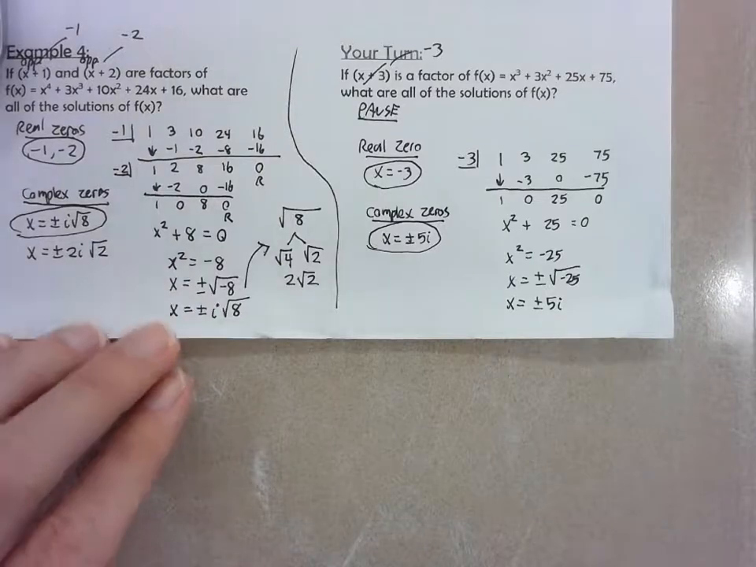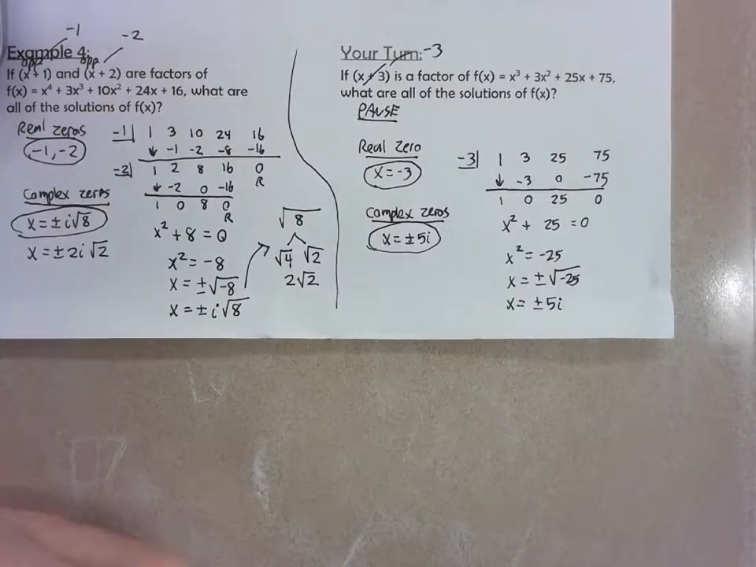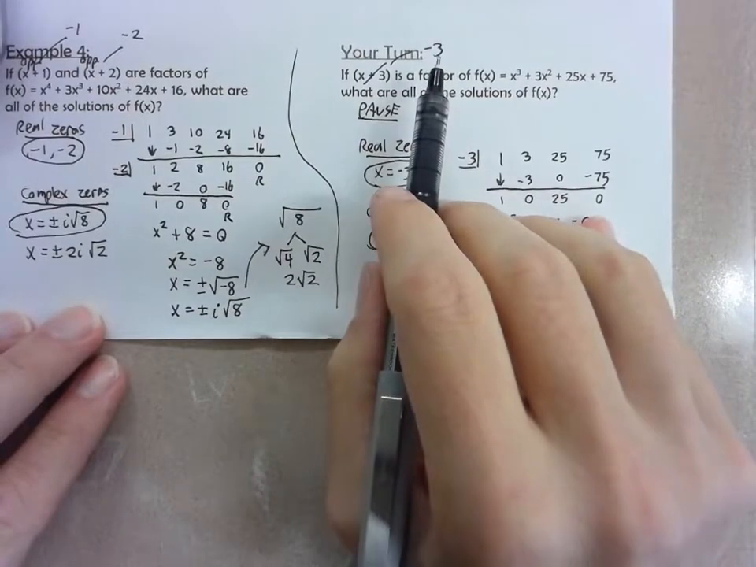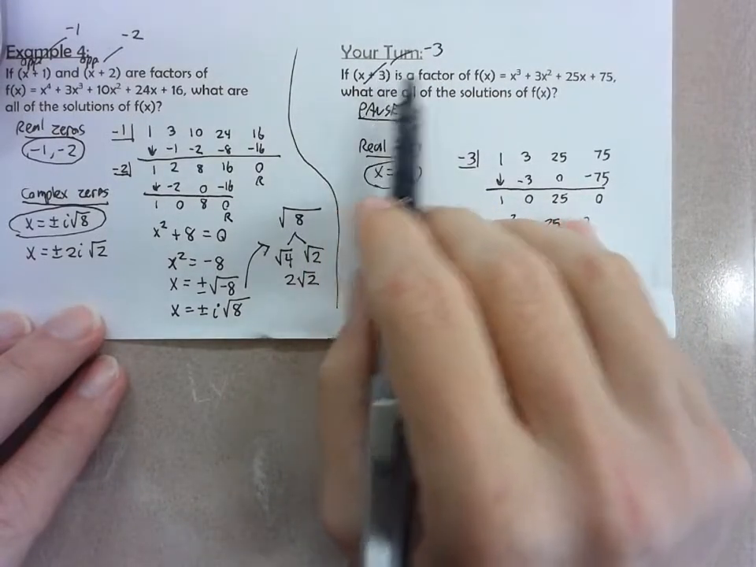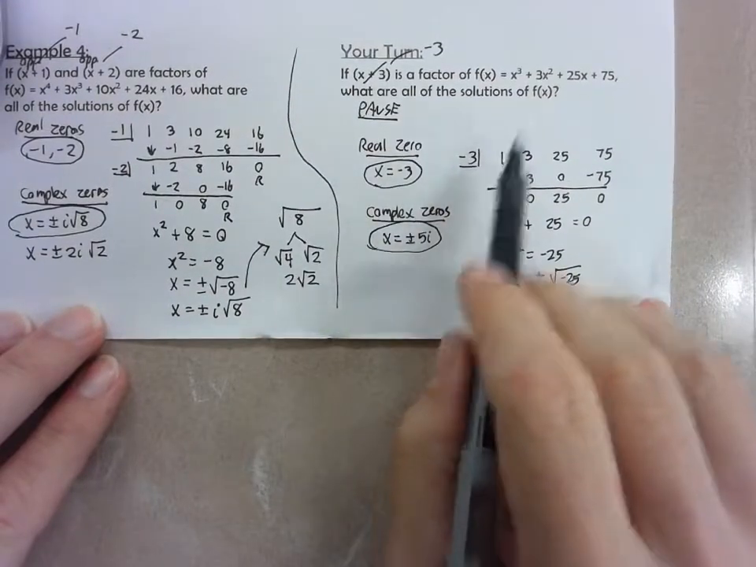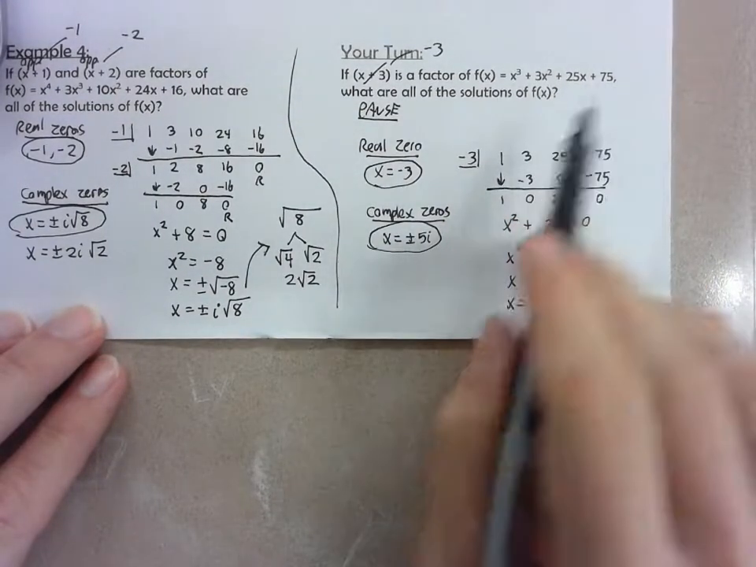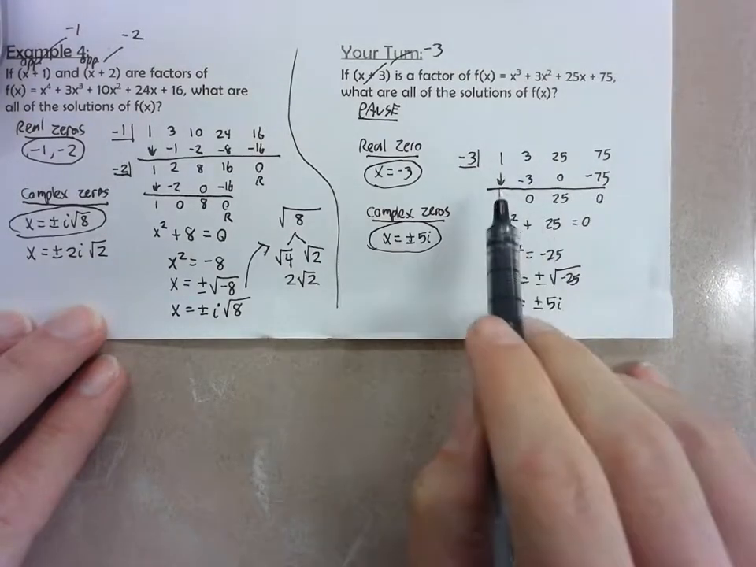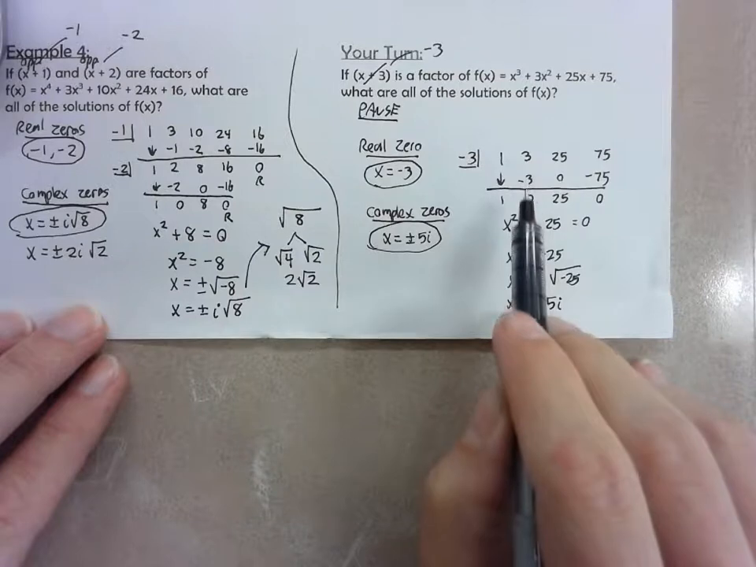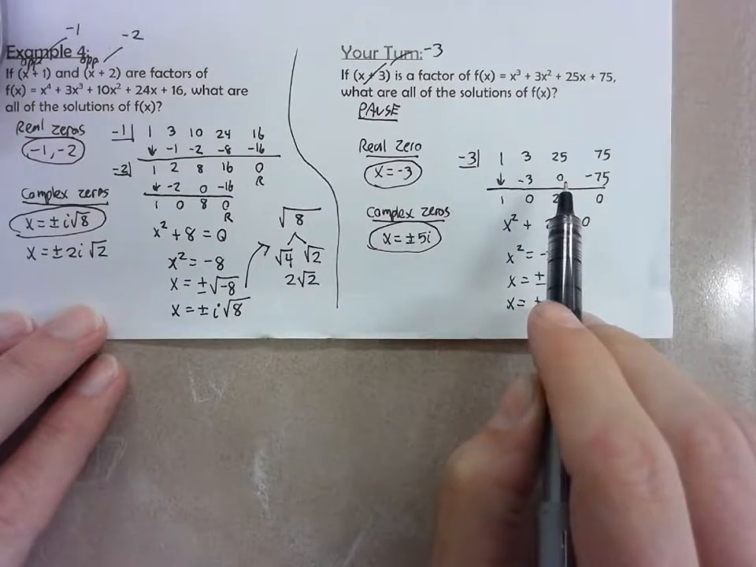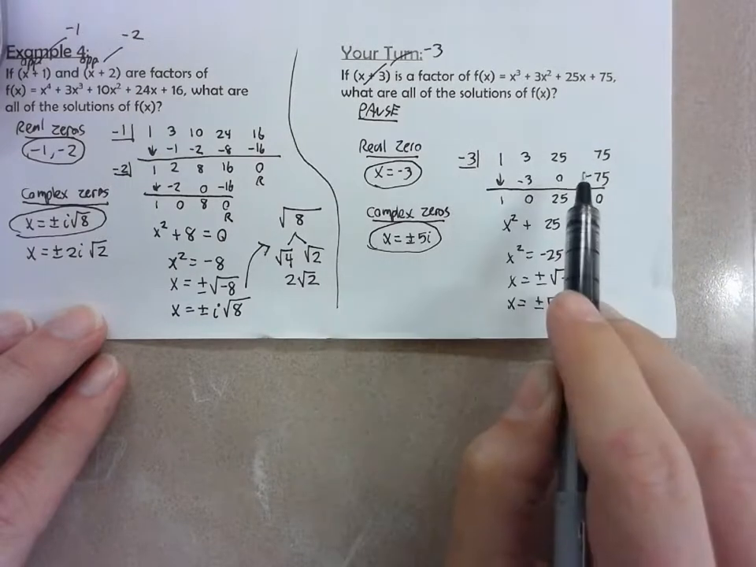Okay, this one was a little bit quicker. We only had one real zero since it only had one factor. So that's going to be -3. Again, it's the opposite of that sign. So switch the sign. That's your real zero. Let's use synthetic division. Pull out the 1, 3, 25, and 75 from the polynomial. Bring down the 1. Multiply by -3. Add down. You get 0. Multiply by -3, and you get 0 again. Add down. Multiply. Add down.